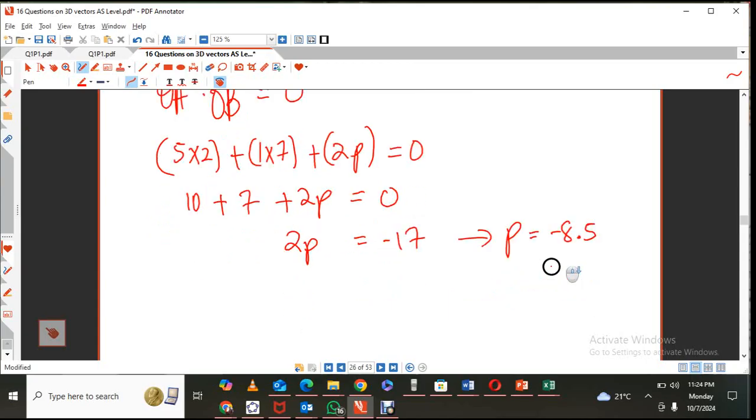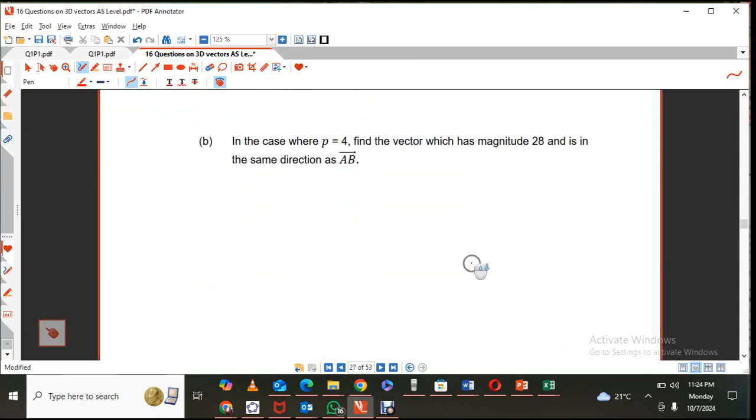Okay, right, let's go to part B. In the case where P now is equal to 4, let me find a vector which has a magnitude of 28 in the same direction. Good, so first let's write down what was vector OA again. Vector OA was 5 in the i direction, plus 1 in the j direction, plus 2k.